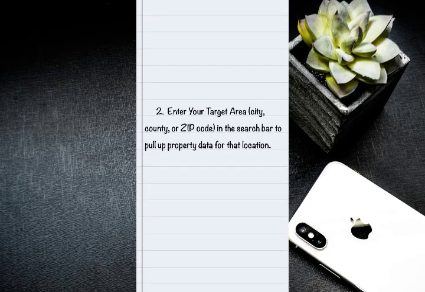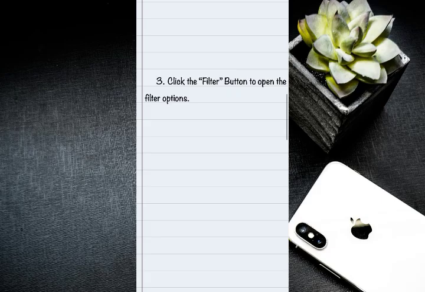Then from there, enter your target area, the cities, your country, or the zip code in the search bar to pull up the properties data for that location. Then from there, click the filter button to open the filter options.